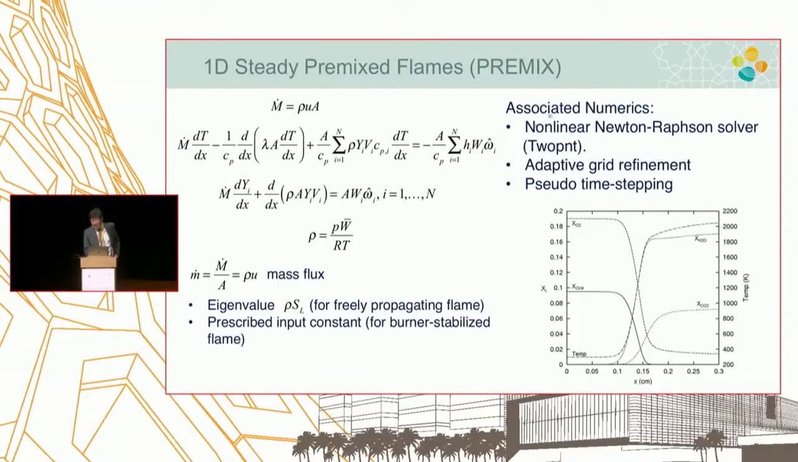That's done through a typical Newton-Raphson iteration technique, which for the Chemkin-specific code is called the two-point solver. And then it involves adaptive grid refinement because you need to resolve the flame structure. Although with today's computer speed, if you don't want to hassle with that, you can just grid it up: 3,000 grid points across a 1 centimeter length. It's easy. You can still do it on a desktop. Okay, so that's the premix code.